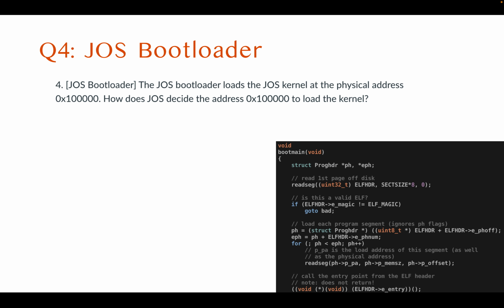Next is also about the JOS bootloader. The question is that the JOS bootloader loads the JOS kernel at the physical address of 1 mega, and how does JOS decide this number to load the kernel? Here's a snippet of the code showing how the JOS bootloader loads the kernel.